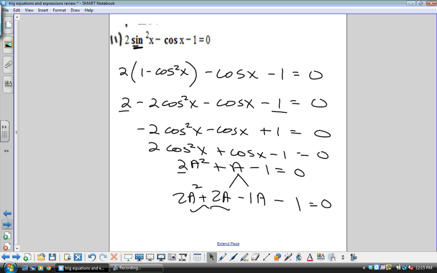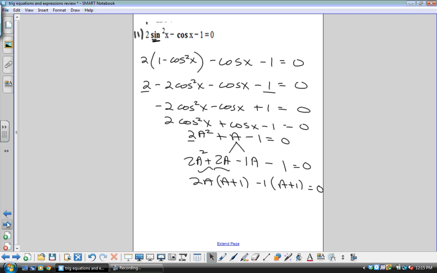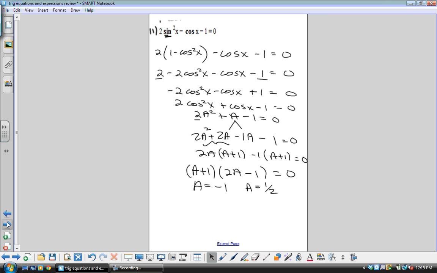So my first group there, we could factor out a 2a. And then the second group, a negative 1. So we'll get a plus 1 times 2a minus 1. So a is equal to negative 1 and then a positive half. Okay, now recall the a was just cosine x. So we have cosine x equals negative 1 and cosine x equals a half.